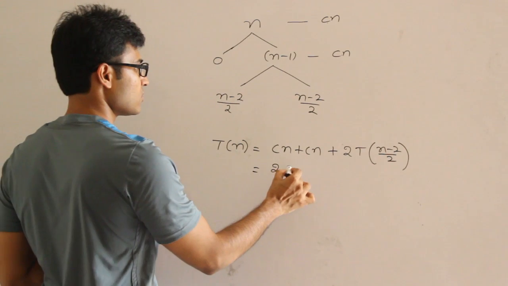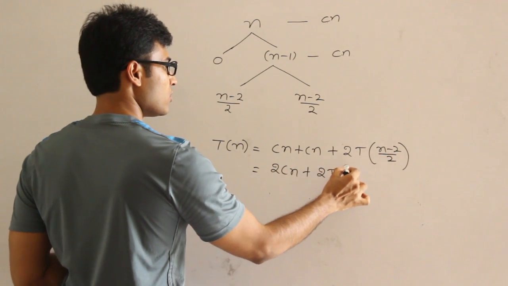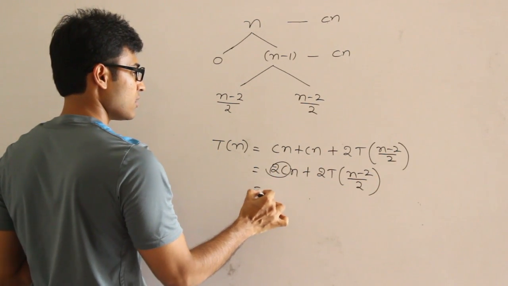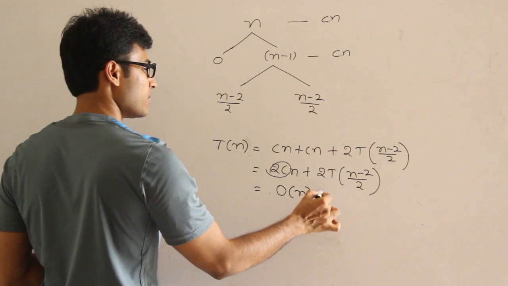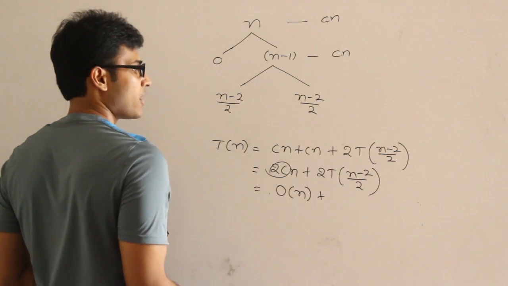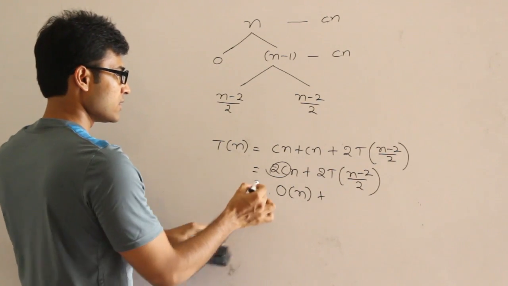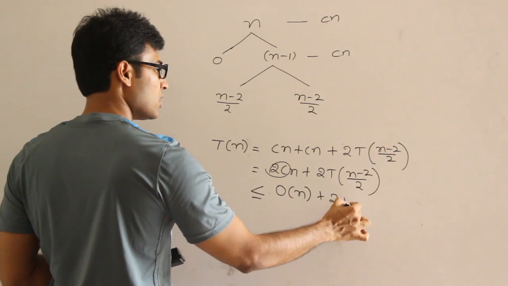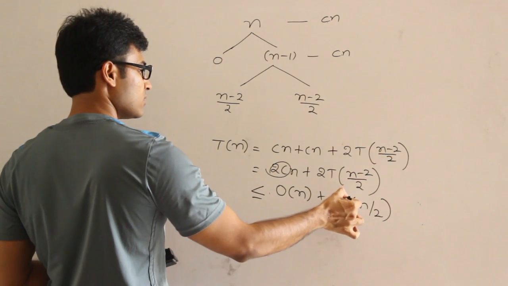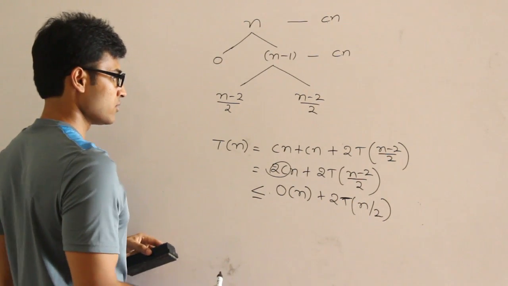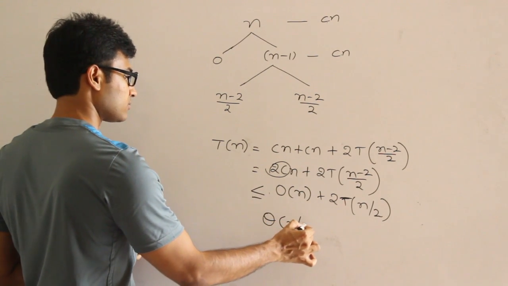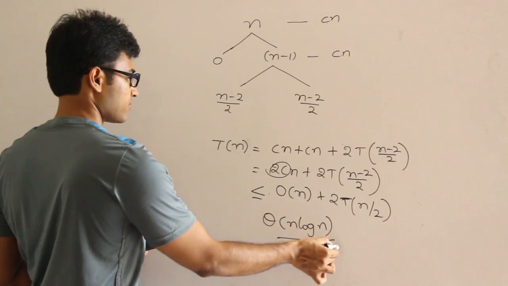Then what is this? This is 2cn plus 2 into T of n minus 2 by 2. Now this 2c is nothing but a constant, therefore I can write it as order of n plus, now instead of writing n minus 2, if I put n, what happens? Definitely the right hand side is going to increase. Then I can put less than or equal to 2T of n by 2. Instead of n minus 2 by 2, I am putting n by 2, therefore the right hand side is going to be more, therefore I am putting less than or equal to. Then if you solve this equation, you get theta of n log n by Master's theorem, right?